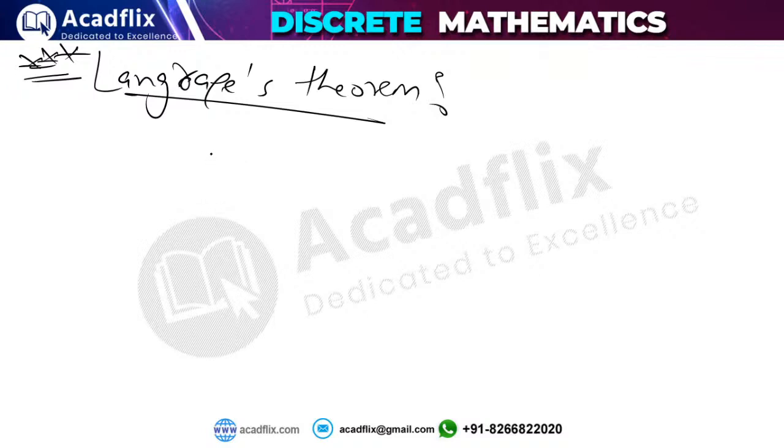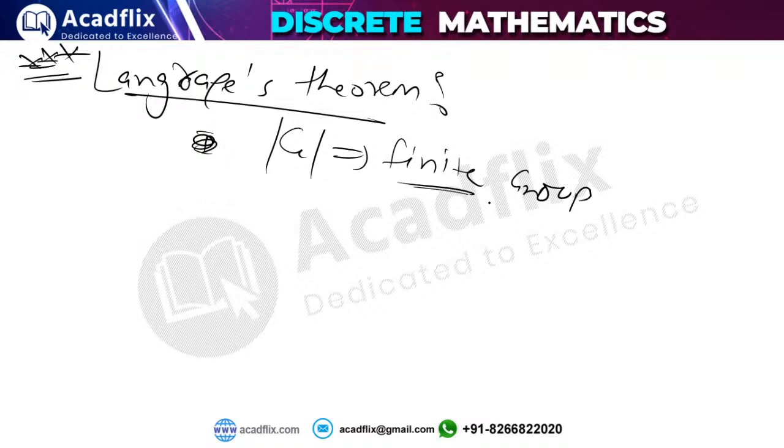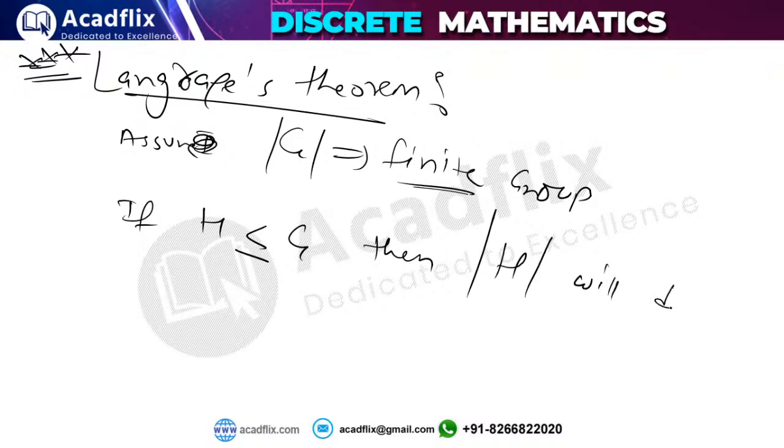This theorem is saying that, let's assume G is a finite group, which means the order of G is finite. Now if H is a subgroup of G, then the order of H will divide the order of G. This is the Lagrange theorem. Very easy.